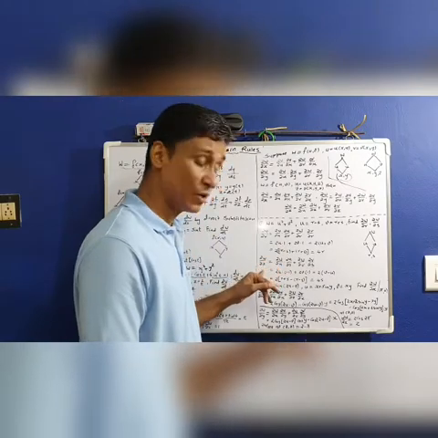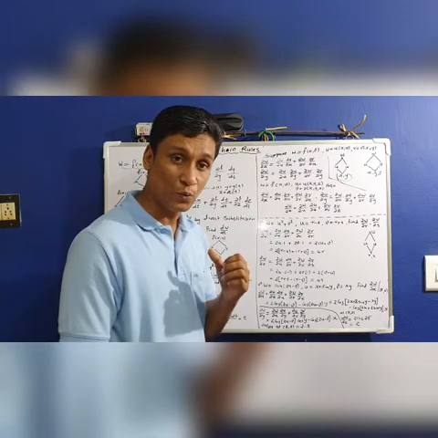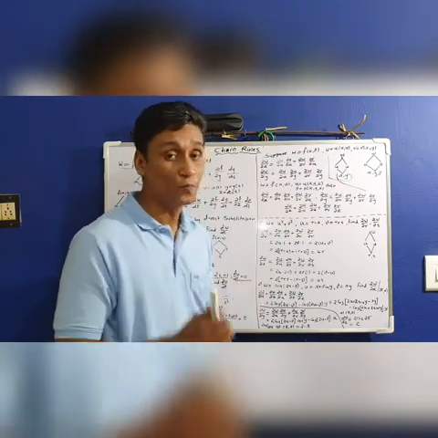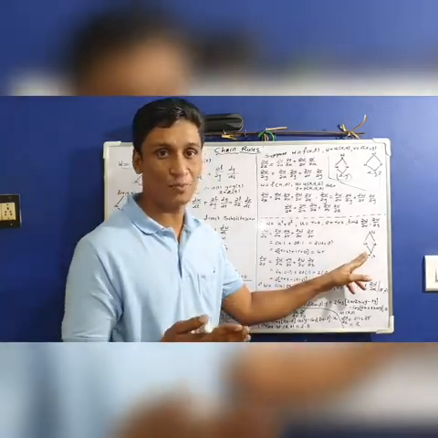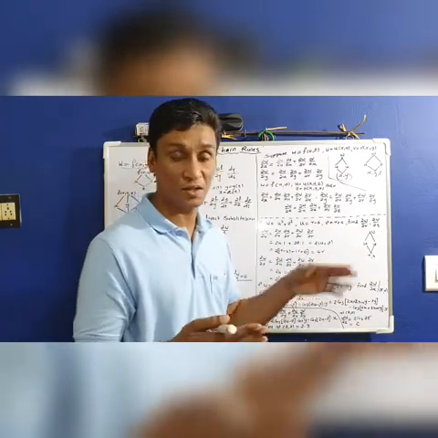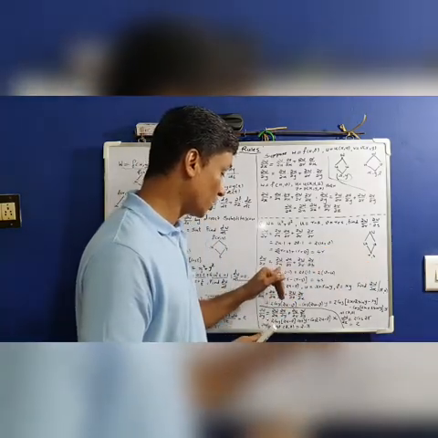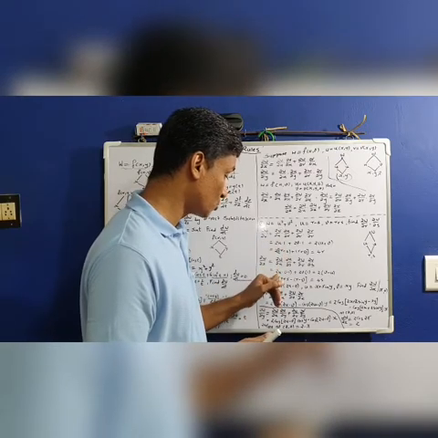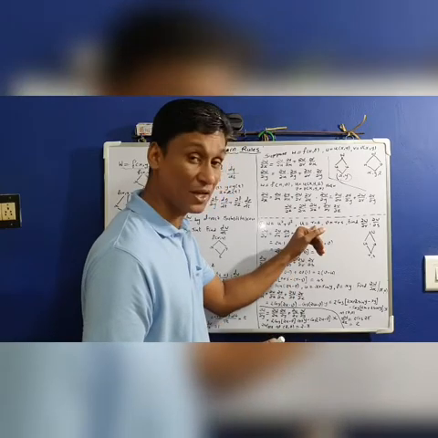So ∂w/∂s. Remember the formula. ∂w/∂s = ∂w/∂u · ∂u/∂s + ∂w/∂v · ∂v/∂s. You have to remember this diagram, then everything you can understand in a much simpler manner. Okay, so ∂w/∂s = ∂w/∂u. ∂w/∂u is again 2u. ∂u/∂s, u = r − s, that is −1.